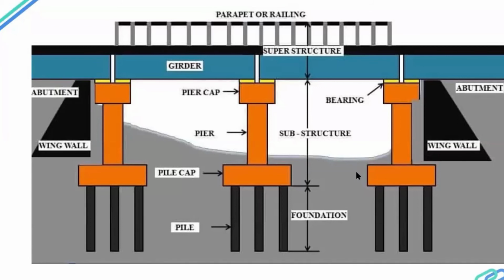Going forward, for example, we have lead rubber bearings which behave very well during seismic events. So we need to decide which bearing arrangement we want to go with. Then in the pier cap part, we have to see whether we want to go with the RCC pier cap or a pre-stress pier cap.